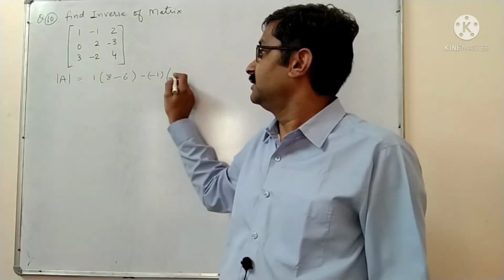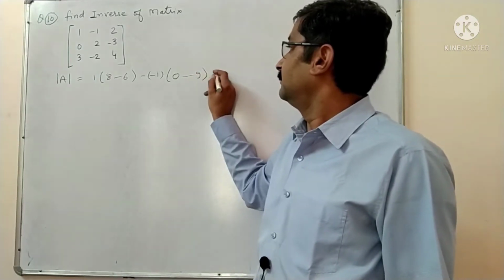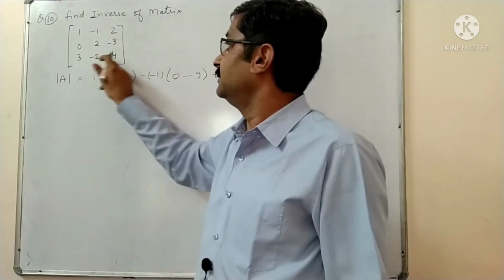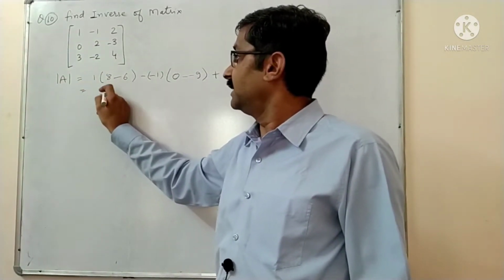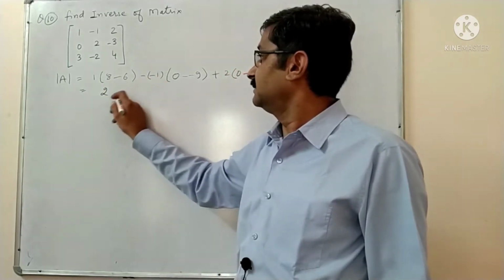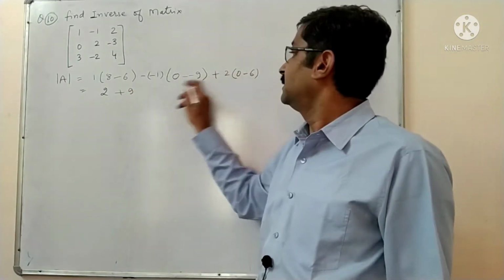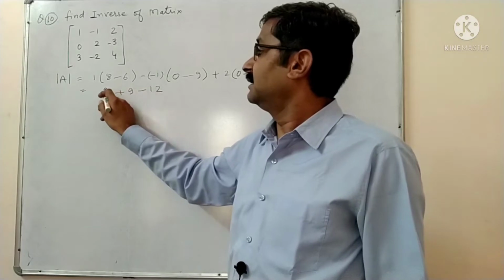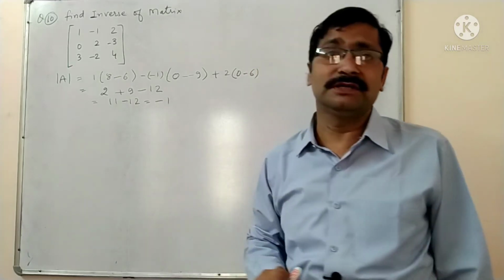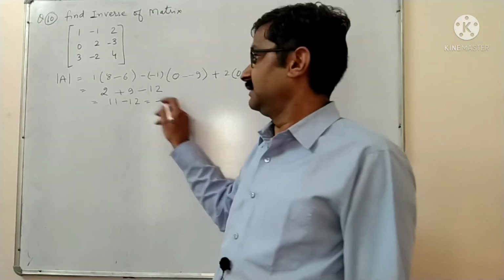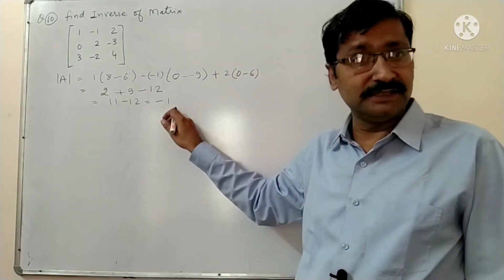Now you do the cross product 0 and minus and minus 9, okay, then plus by 2 you open, then 0 and minus 6, 3 times 6, you solve this, you get here 2, this will be plus 1 and this is 9, so plus 9 we have here, and this is 6 times 12 minus 12, 9 and 2 is 11, 11 minus 12 is minus 1. So the determinant of A we get is minus 1, and this is not equal to 0, so it is a non-singular matrix and it is invertible.